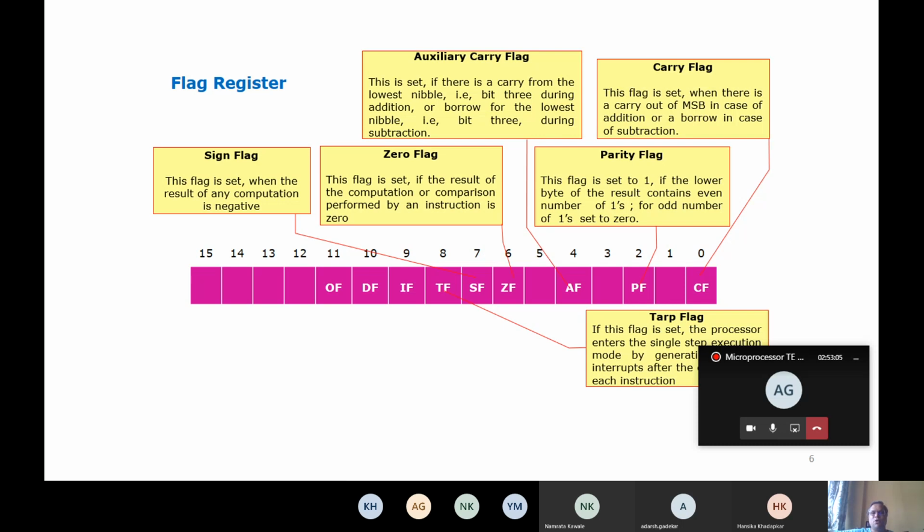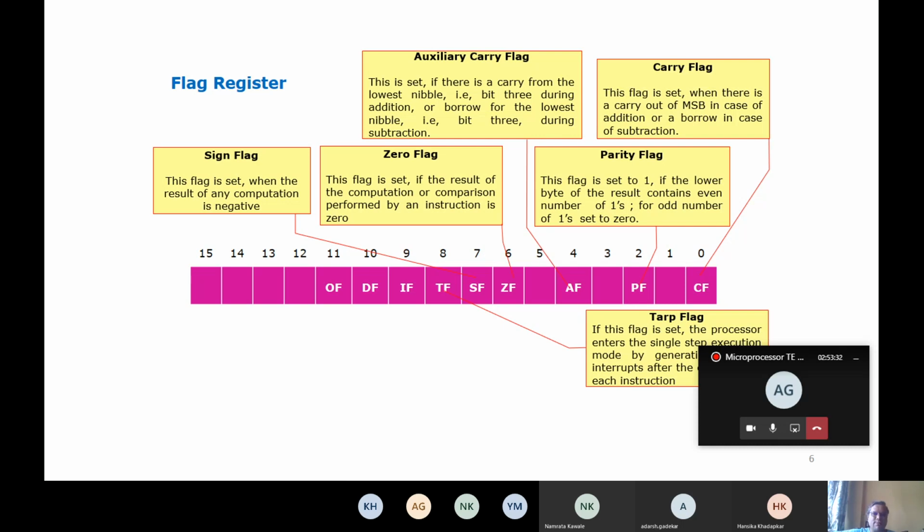The trap flag is important. You have to set the trap flag, which will ask the processor to enter into single step mode or single step execution mode. So you can see control flags are set or cleared by the programmer to control the actions taken by the processor. If I set the trap flag, the processor will take action. After every instruction, it will execute an interrupt and show you the contents of registers.